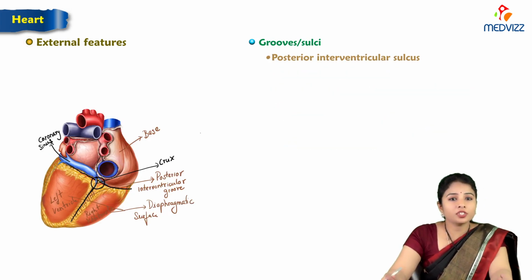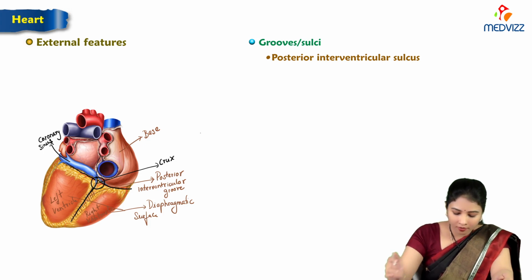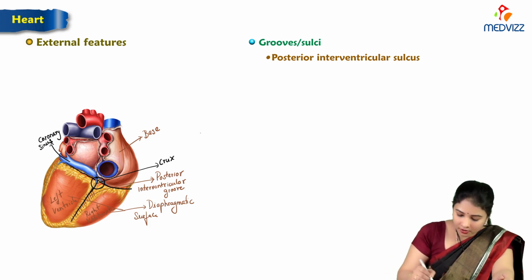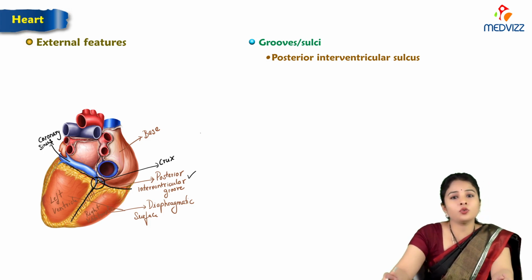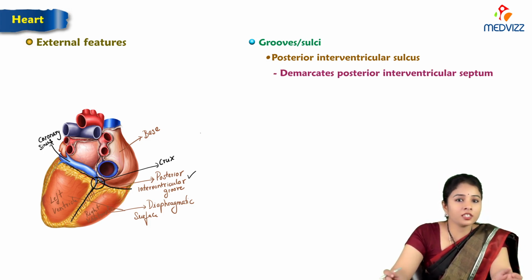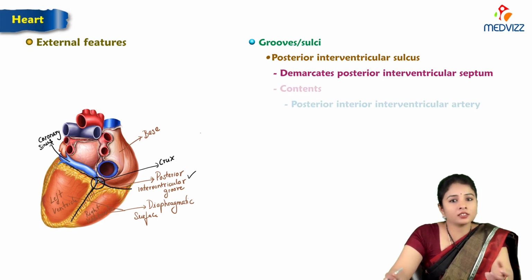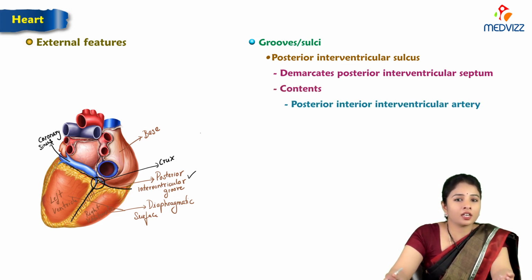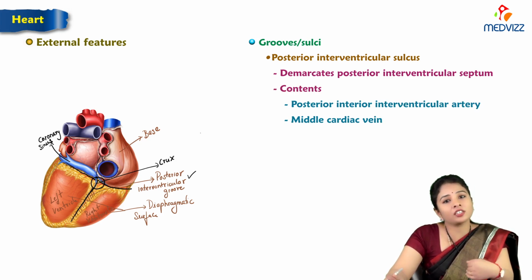Next, the posterior interventricular sulcus, which we already discussed. This is the posterior interventricular groove or posterior interventricular sulcus, which demarcates the posterior interventricular septum. So the posterior interventricular sulcus contains the posterior interventricular artery and middle cardiac vein.